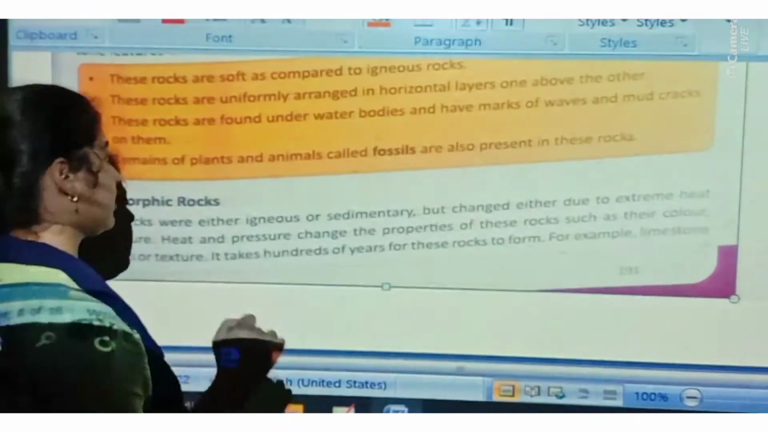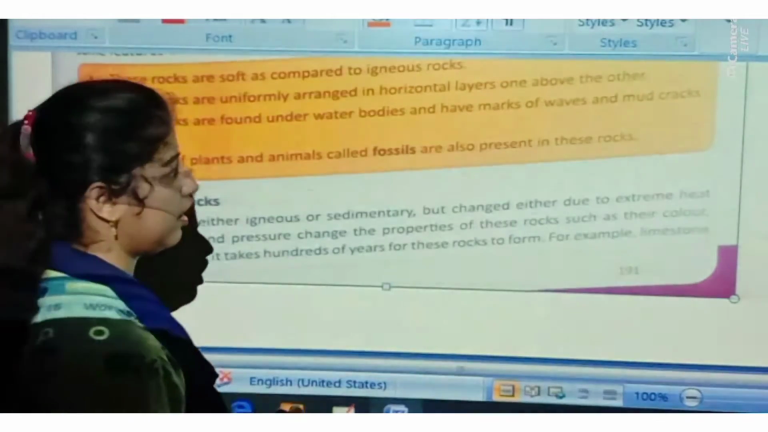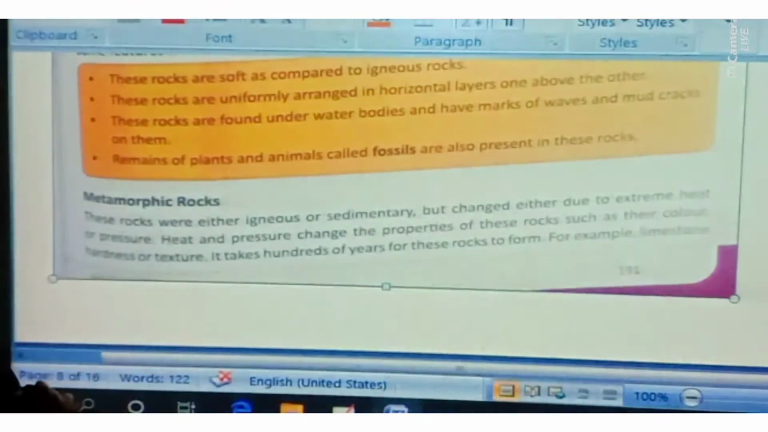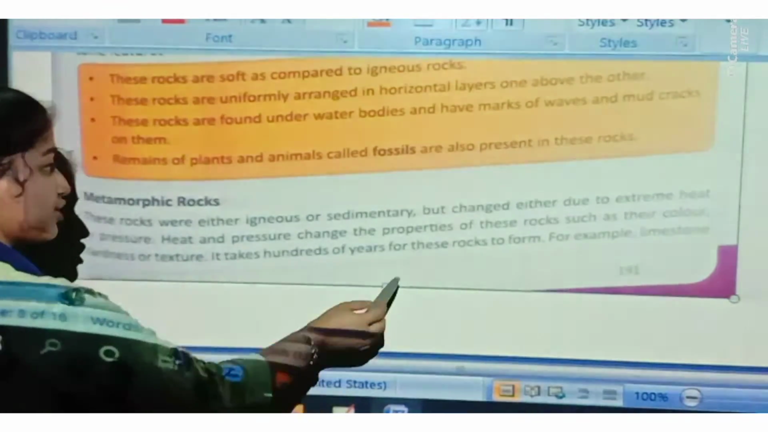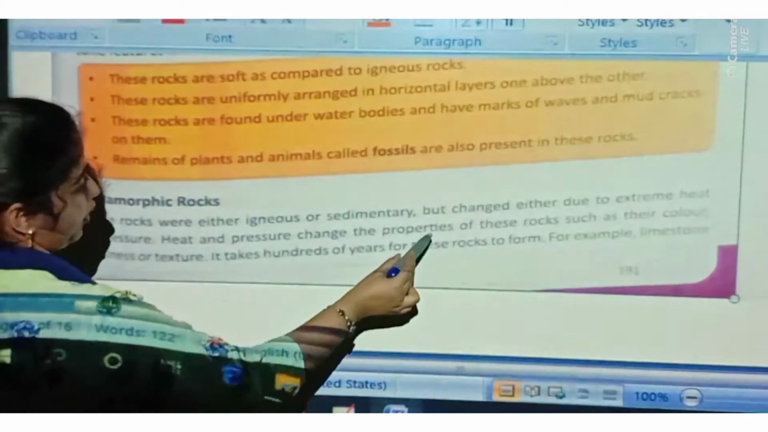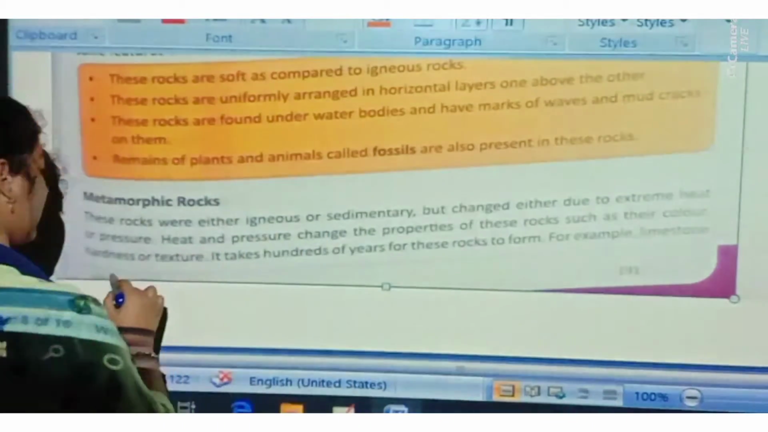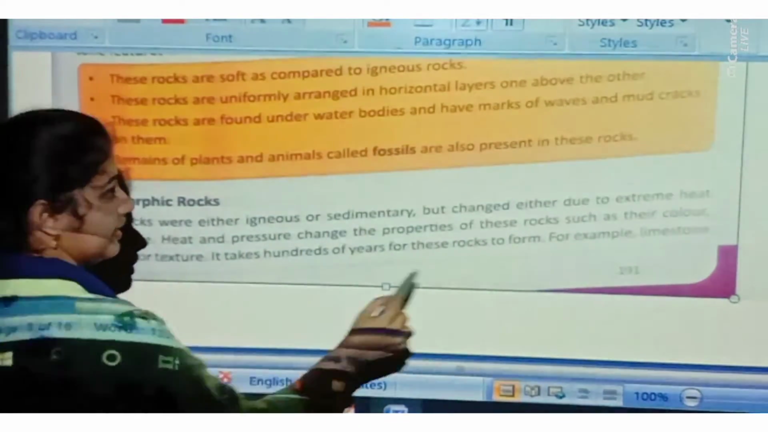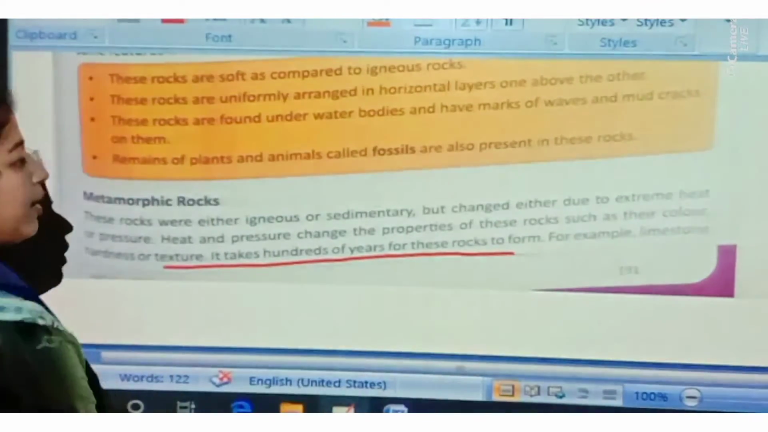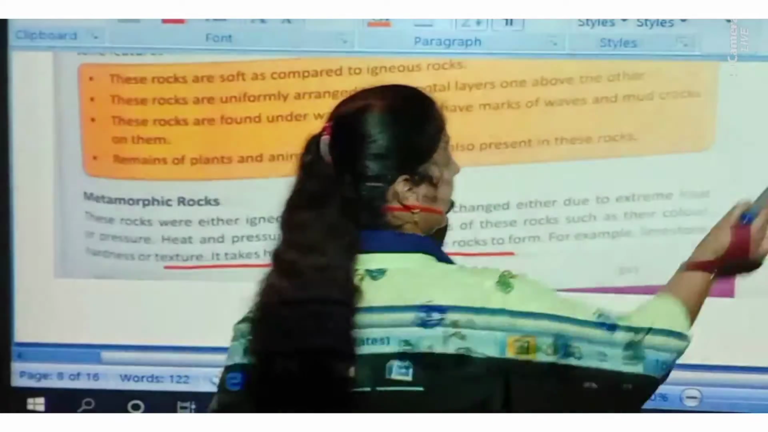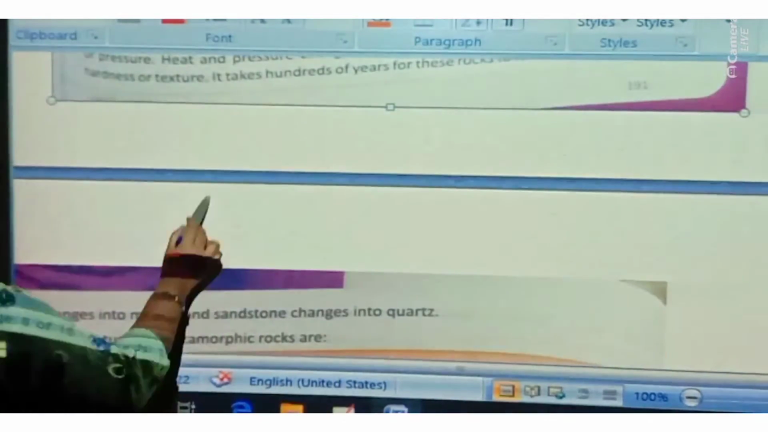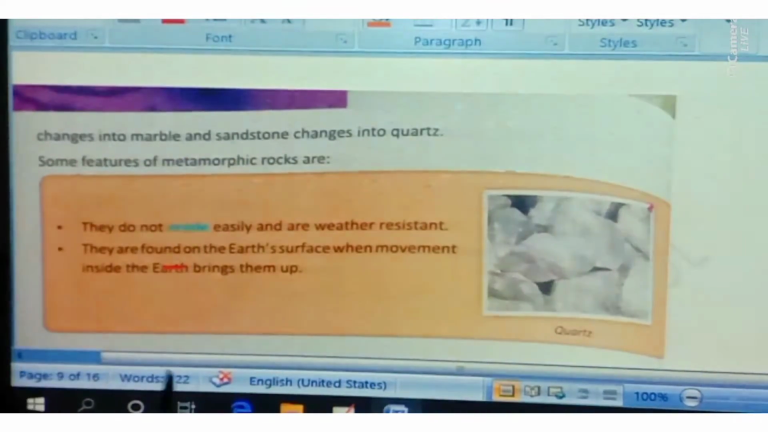Clear? Now if we talk about the metamorphic rock, how does it originate? These rocks were either igneous or sedimentary but changed due to extreme heat or pressure. Heat and pressure change the properties of the rock such as color, texture, hardness. It takes hundreds of years for these rocks to form. An example of these rocks is limestone, which changes into marble, and sandstone.